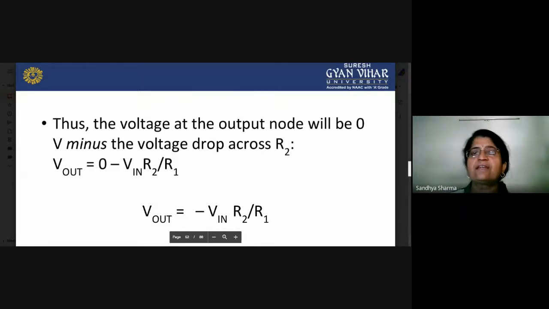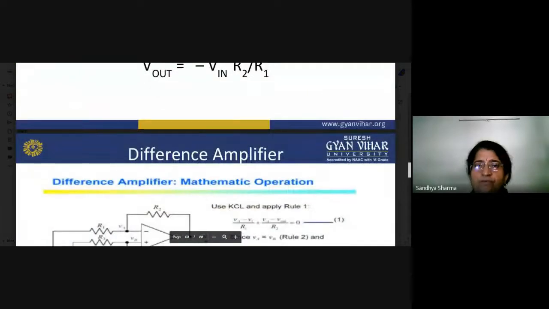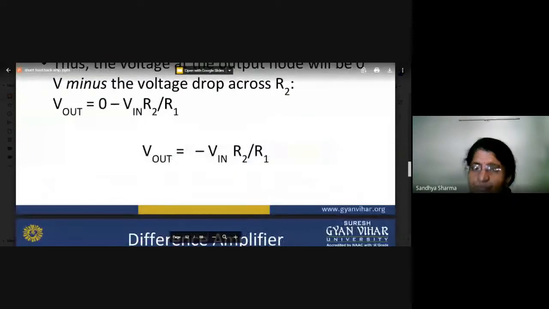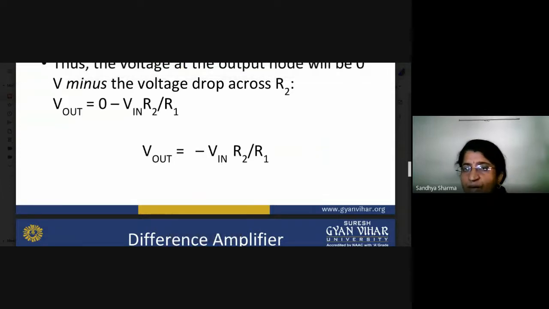So what is RF? RF is the feedback resistance. In the last lecture you saw that the closed loop voltage gain of the non-inverting amplifier is equal to 1 plus RF by R1, and the closed loop voltage gain of the inverting amplifier, if we want to take Vout by Vin, is equal to minus RF by R1. So these are the two parameters for how your operational amplifier works as an inverting amplifier, and how it works as a non-inverting amplifier.